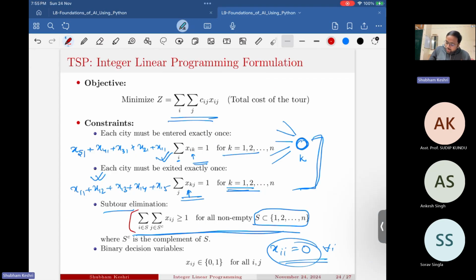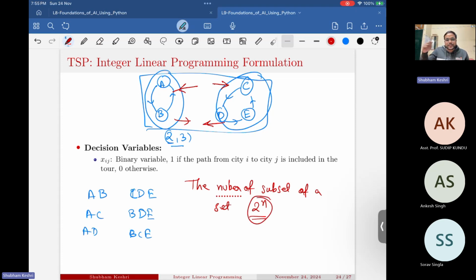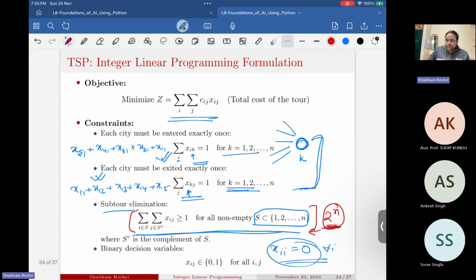And if you know about power sets, this will have 2 to the power n number of constraints. If you don't know about it, don't worry. But the number of subsets of a set, what does it mean? The number of subsets of a set is actually 2 to the power n, where n is the number of elements in the set. So these many number of subsets you can create. So this is exponential actually. This is an exponential number of constraints. And this is the main difficulty to solve a traveling salesman problem, because there are exponential number of constraints.